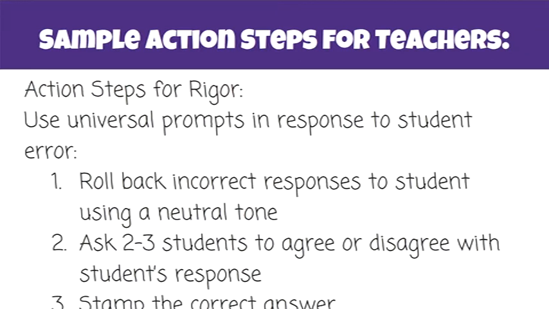Action steps for rigor. Use universal prompts in response to student's error. Roll back incorrect responses to student using a neutral tone. Ask 2 to 3 students to agree or disagree with student's response. And 3, stamp that correct answer.